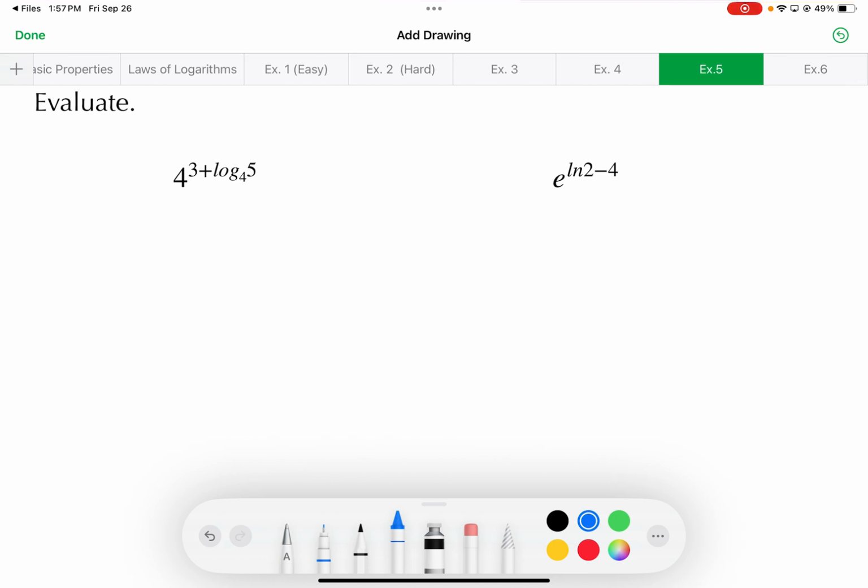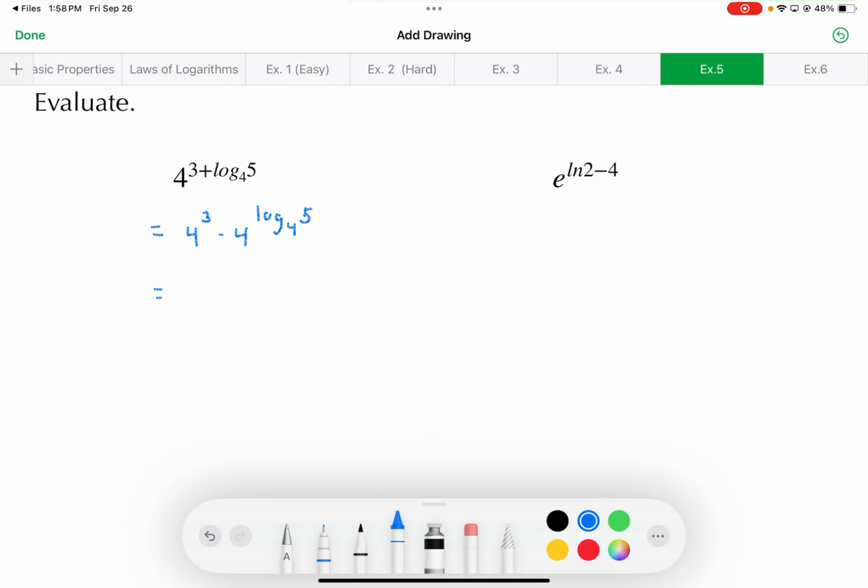Evaluate. Find the value of each of these expressions. 4 to the 3rd power added with log base 4 of 5. So all of this is your exponent on the 4 there. All right. Well, I could break this up, couldn't I? 4 cubed times 4 to the power log base 4 of 5. Right? I think if I were to work backwards from this, to multiply those 2 together, since they have the same base of 4, I would add the exponents, right?